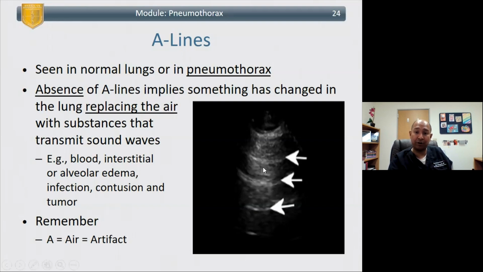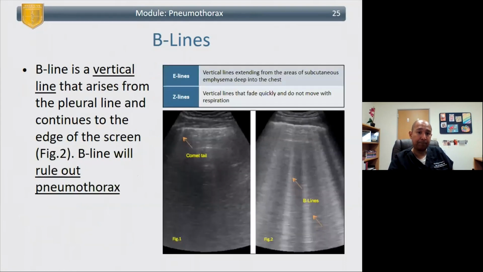And this is a still picture looking at A lines right here. And they almost are just as hyperechoic as the pleura. And think of A as air. Think of A as artifact, and that's why I think about A lines. They should be there. You see them in the pneumothorax. You also see them in normal lungs. They're not the deal breaker.